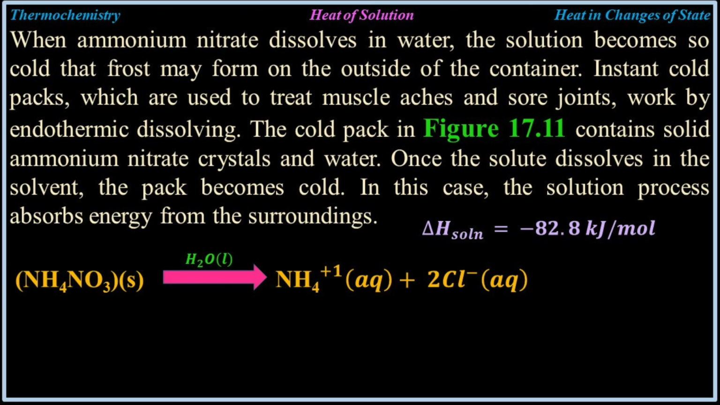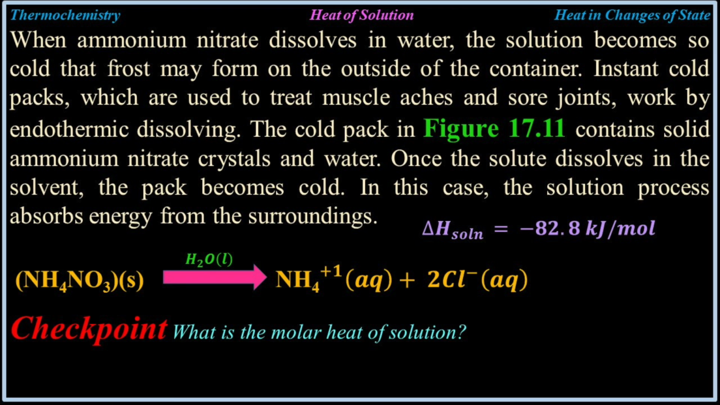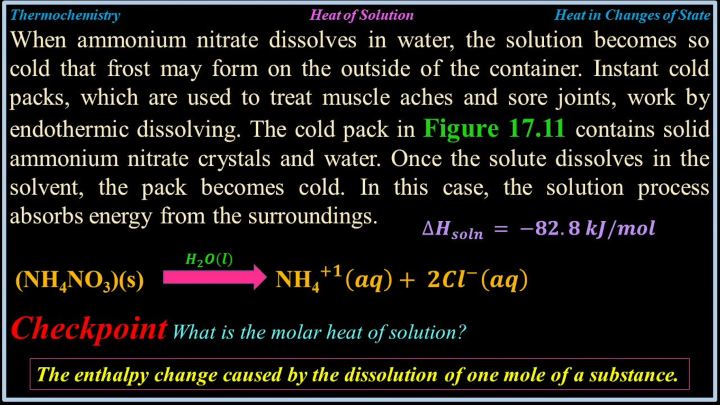The cold pack in figure 17.11 contains solid ammonium nitrate crystals and water. Once the solute dissolves in the solvent, the pack becomes cold. In this case, the solution process absorbs energy from the surroundings. So 1 mole of ammonium nitrate yields 1 mole of ammonium ions and 2 moles of nitrate ions. What is the molar heat of solution? The enthalpy change caused by dissolution of 1 mole of a substance.